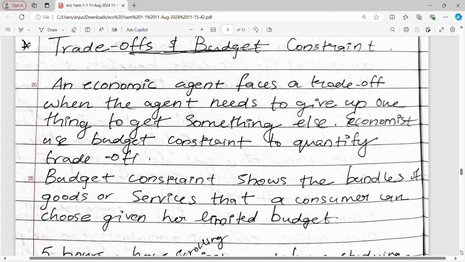Next is trade-off and budget constraints. An economic agent faces a trade-off when the agent needs to give up one thing to get something else. Economists use budget constraint to quantify trade-off. Budget constraint shows the bundles of goods or services that a consumer can choose given her limited budget.